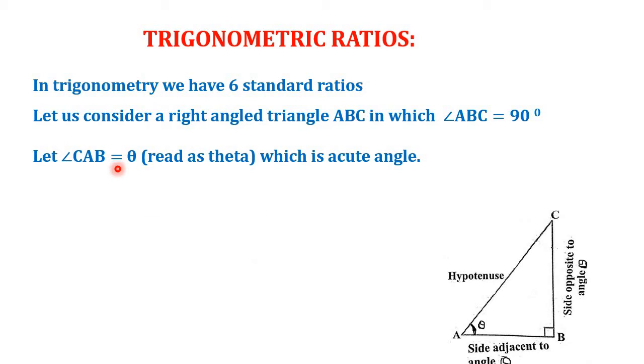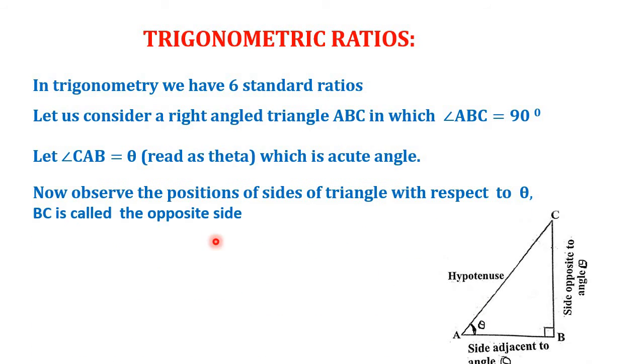Here angle CAB is equal to theta, which is an acute angle. Now observe the position of the sides of the triangle with respect to theta. BC is called the opposite side. With respect to the angle theta, the side which is opposite to theta is called the opposite side.